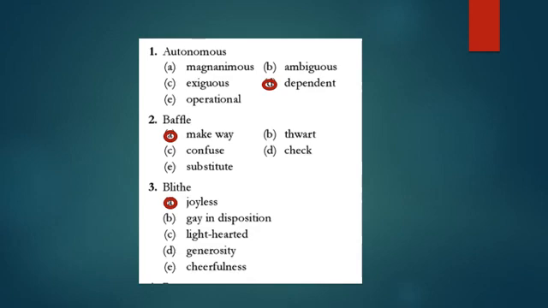Baffle: the synonym is confuse, but we have to look for the opposite word. And thwart, what does thwart mean? To prevent, to obstruct. So here for baffle the antonym will be make way. Blithe means cheerful. Now the remaining all are synonyms; they come closer to the meaning of that. Only one word is opposite in meaning, joyless. Gay in disposition means very happy in nature.